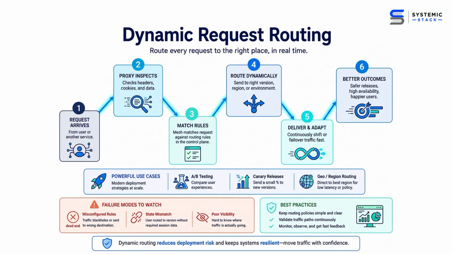It's a powerful tool for maintaining high availability, but it requires clear visibility to ensure that your traffic is actually going where you think it is. Without that feedback loop, dynamic routing can quickly become a source of confusion during a complex rollout.